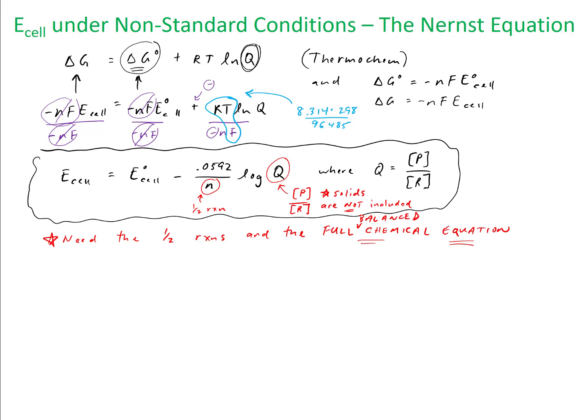Okay, the expression for Q is from the full balanced reaction. N is determined from the half reactions. And Ecell standard is also determined from the half reactions and the SRP table, of course. So that includes looking those up and reading them correctly, including flipping the correct one, the one that gets oxidized.